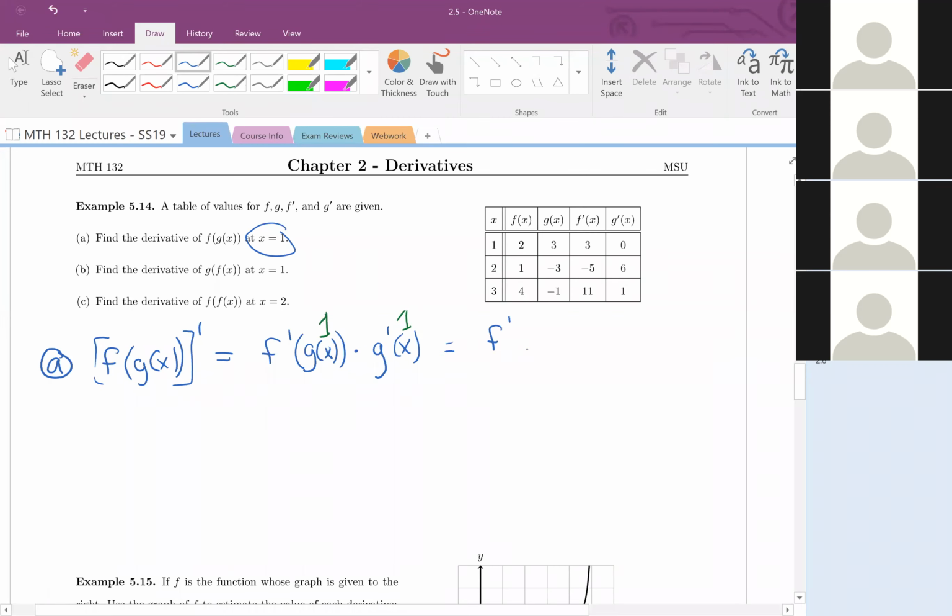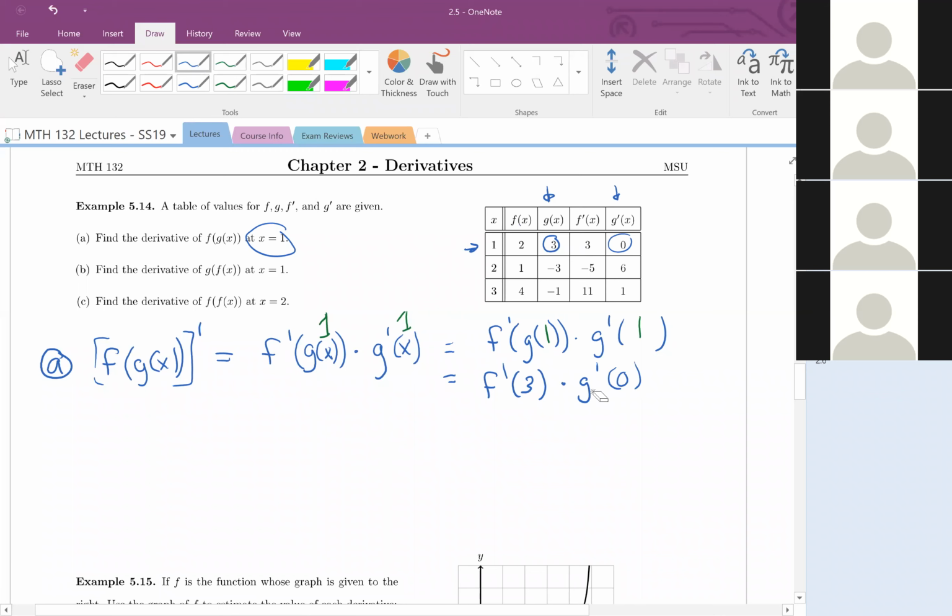So we get f prime of g of 1 times g prime of 1. And we're going to be able to just evaluate those based on the table. So g of 1, I look at g here and look at the 1 value, is 3. So we're evaluating that g of 1 first before we find the derivative. And then g prime of 1 is 0. It's actually going to zero out the whole equation.